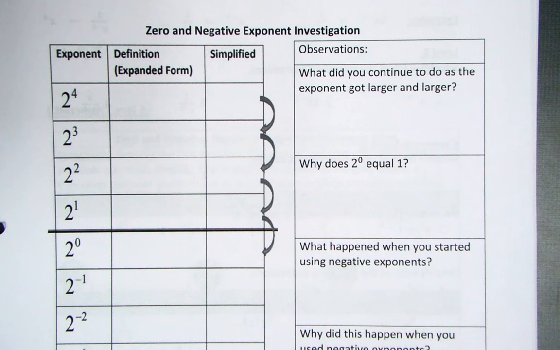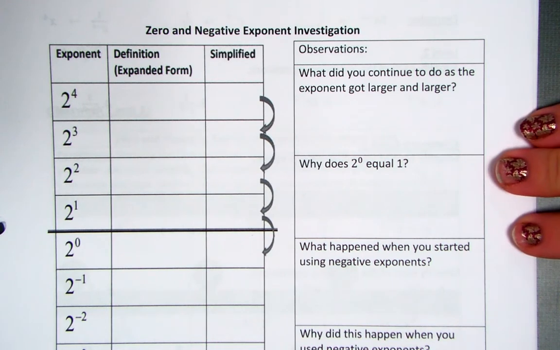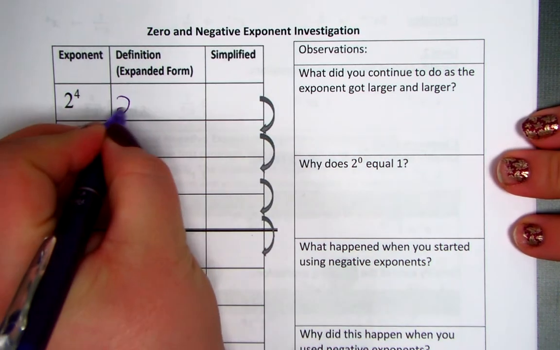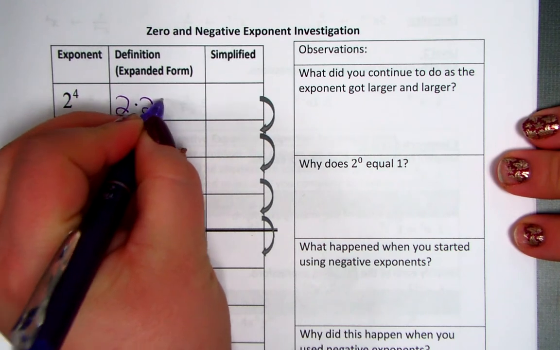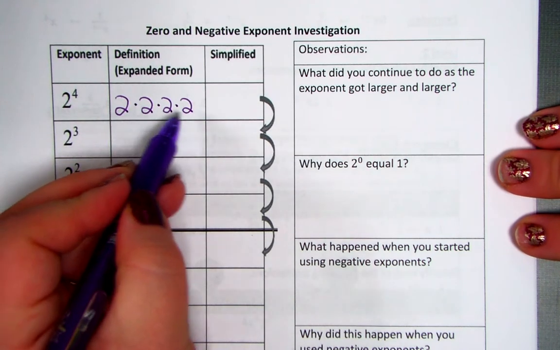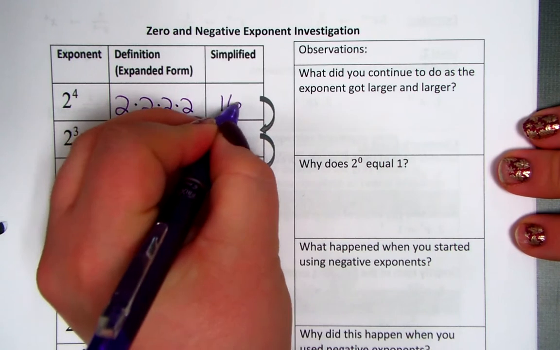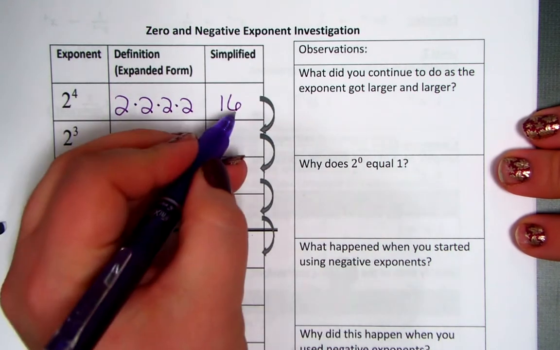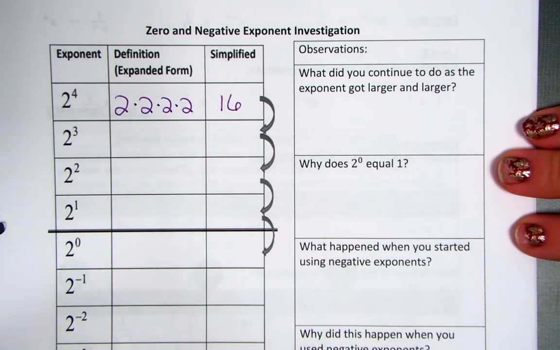Let's do a little investigation about negative exponents. If we have a power of 2 to the 4th power, 2 is our base, 4 is our exponent, so 2 would be multiplied by itself 4 times, or 2 times 2 times 2 times 2. When I type this into my calculator, I get 16. So 2 to the 4th is equal to 16.